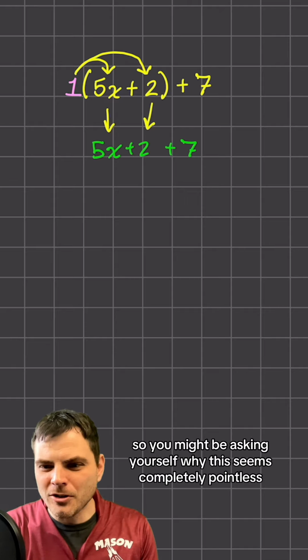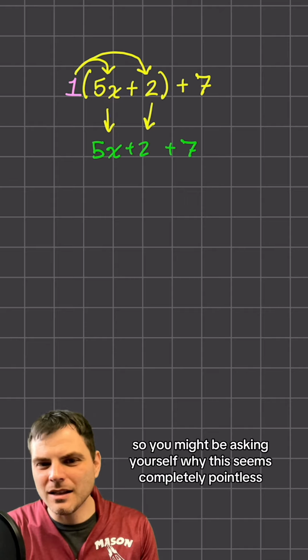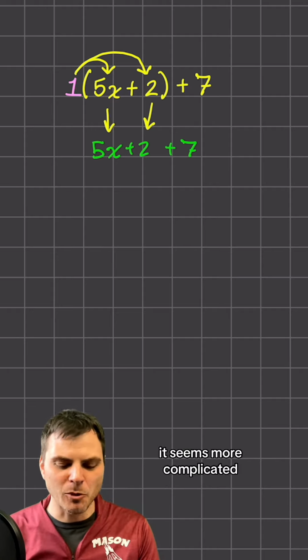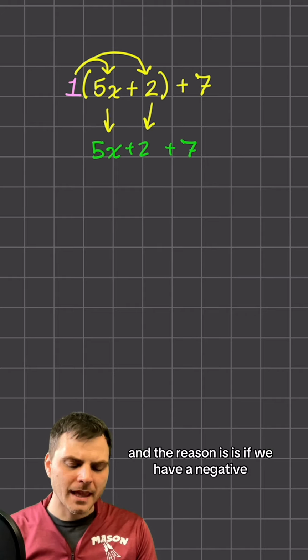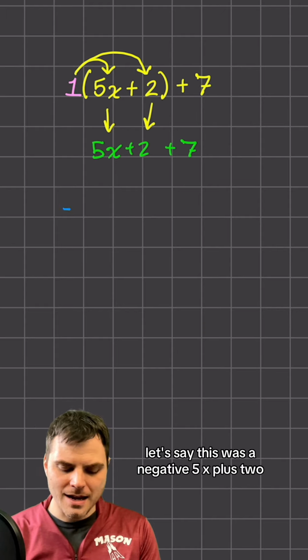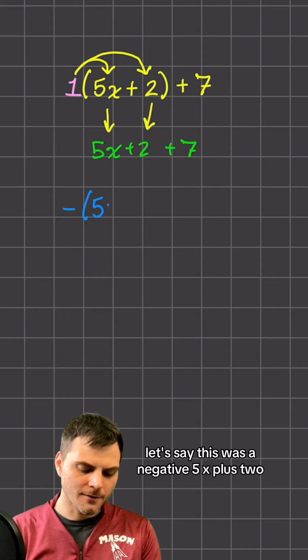So you might be asking yourself, why? This seems completely pointless. Why are we even explaining it like this? It seems more complicated. And the reason is if we have a negative, let's say this was a negative 5x plus 2.